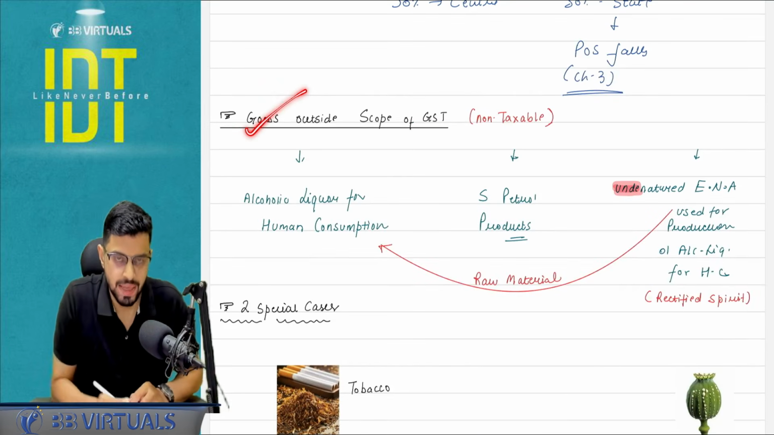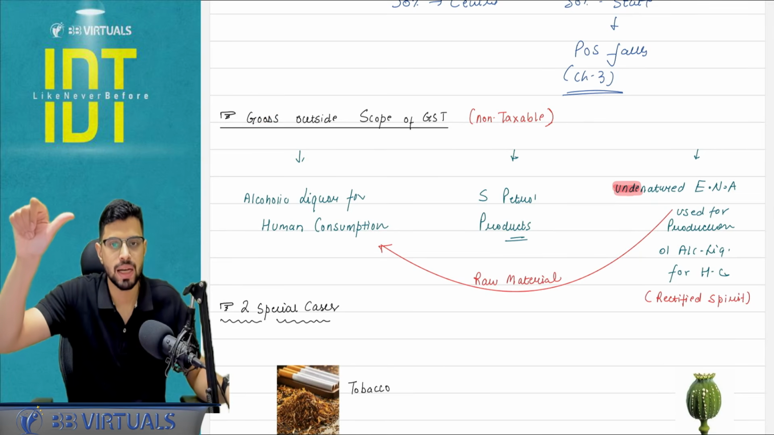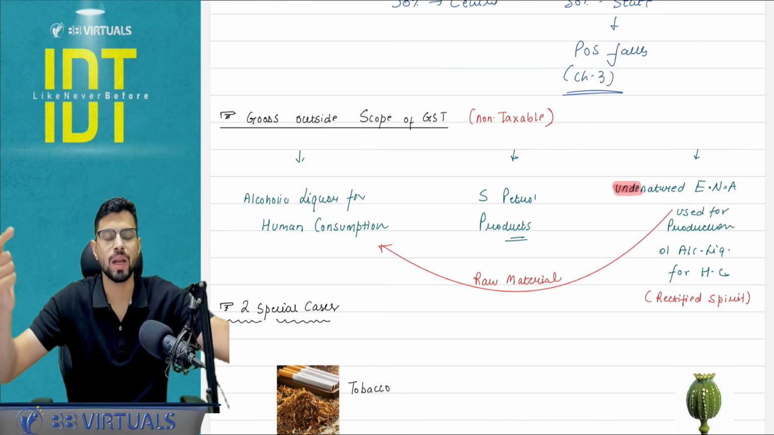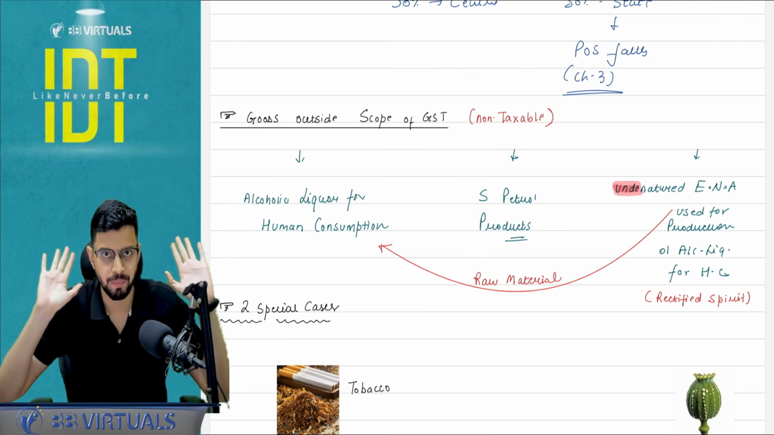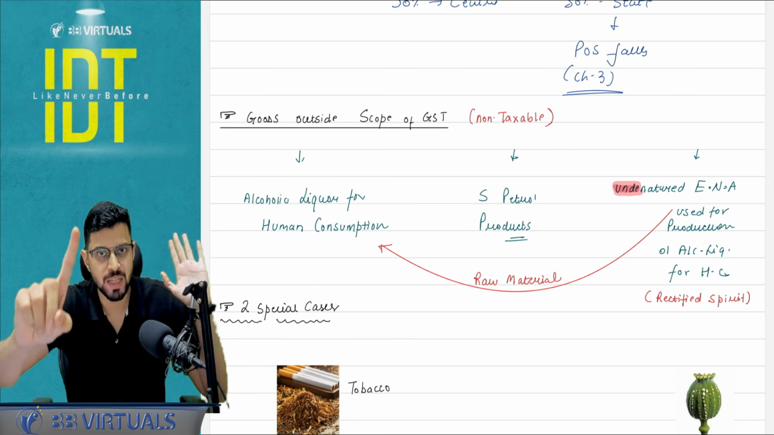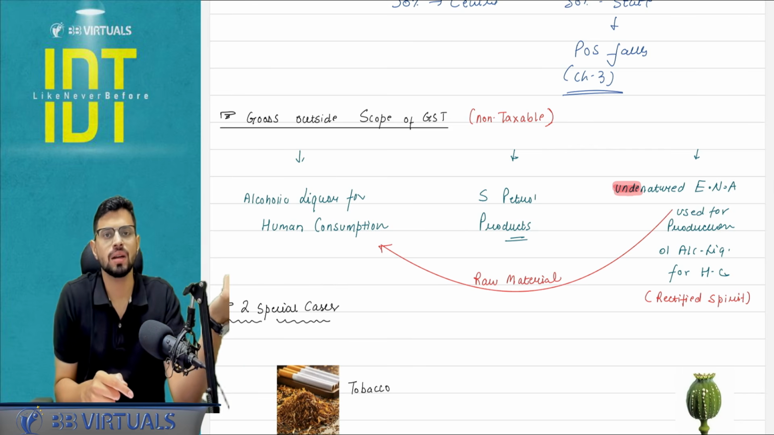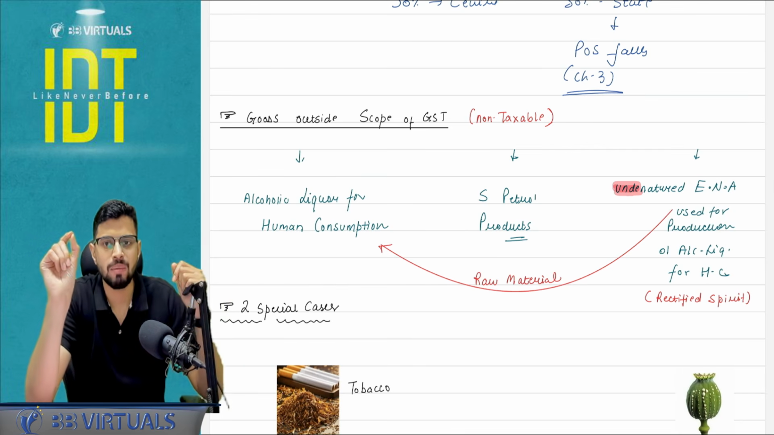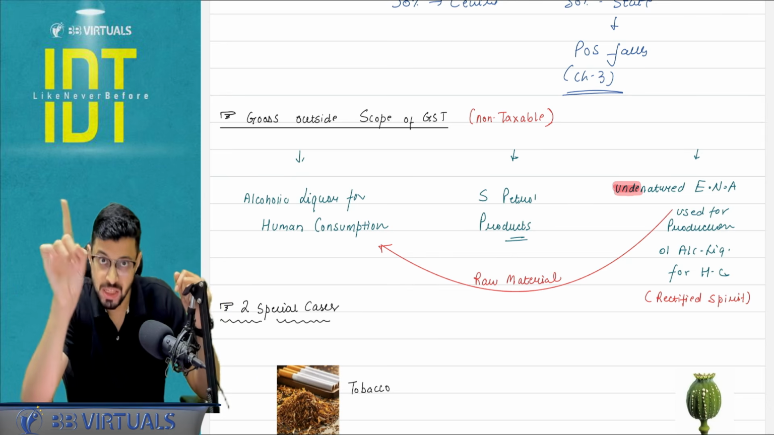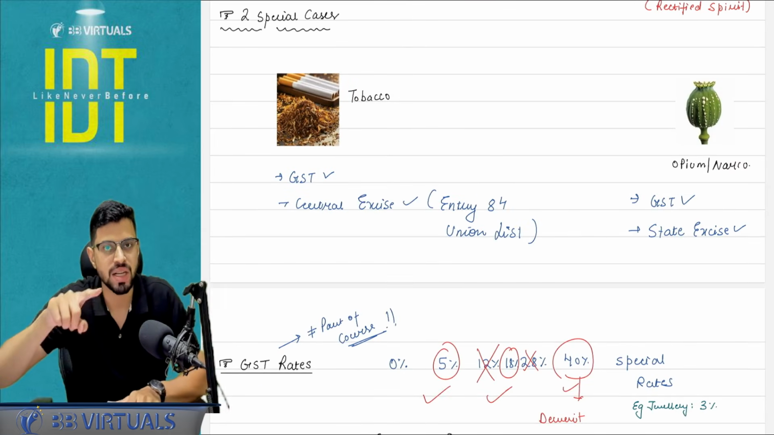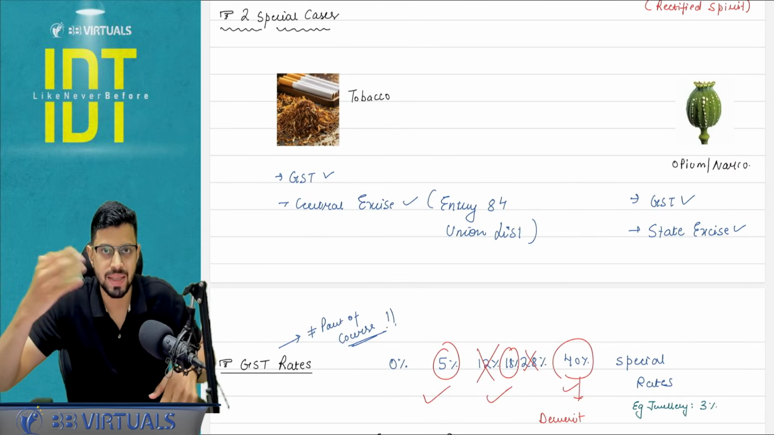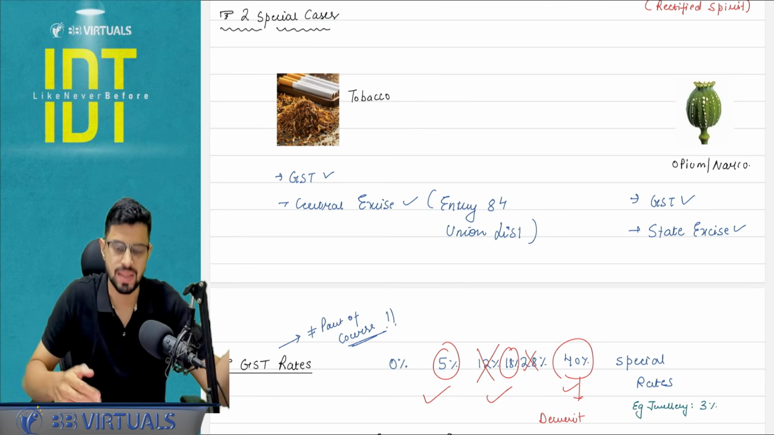There were 3 non-taxable items that we covered: alcoholic liquor for human consumption, 5 petroleum products, and a raw material for the alcoholic liquor for human consumption, that is the undenatured extra neutral alcohol, also known as rectified spirit. Sir, what if it is used for industrial application? So that will be known as denatured. That is very much under the application of the GST. Two special cases we saw which are suffering the current duty as well, that is the GST as well as the earlier taxes as well.